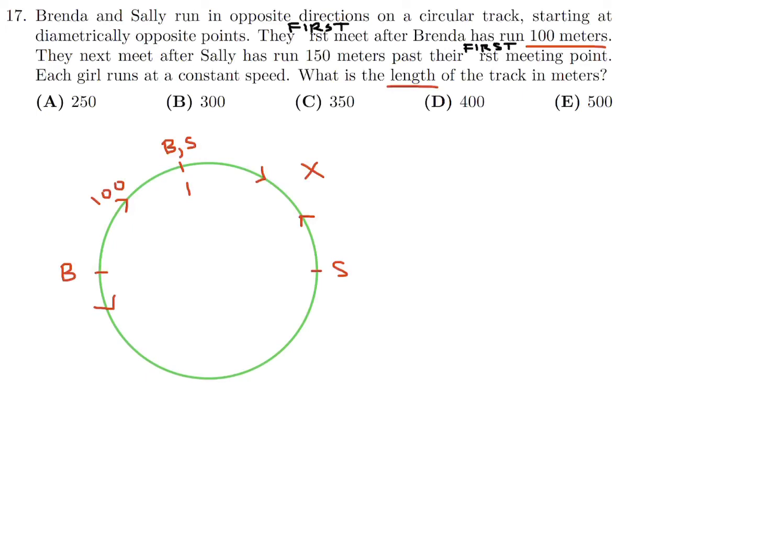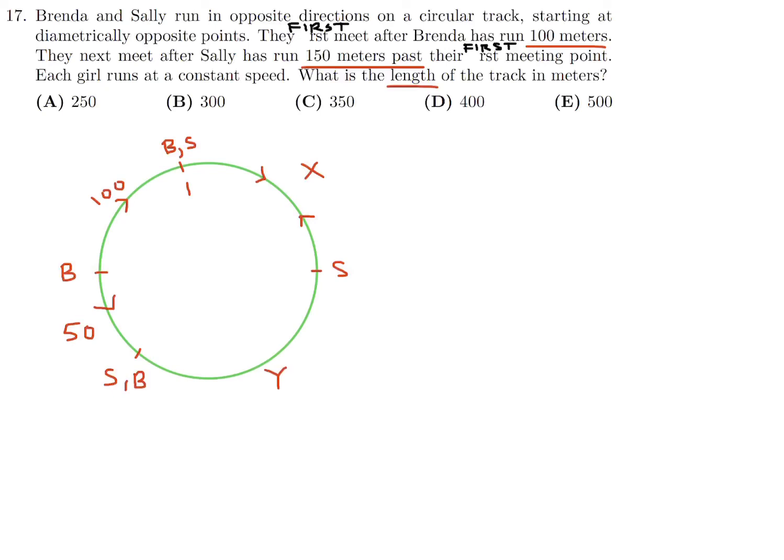They say Sally now runs 150 meters past their first meeting point. So Sally gets to about here. If from here to here is 100, and she's running 150, from here to here must be 50. So I'll label that 50. And now Sally is here, and Brenda meets up with her. So Brenda is now here also. Now we denoted from here to here to be X, so we're going to call from here to here Y, since I don't know the value.